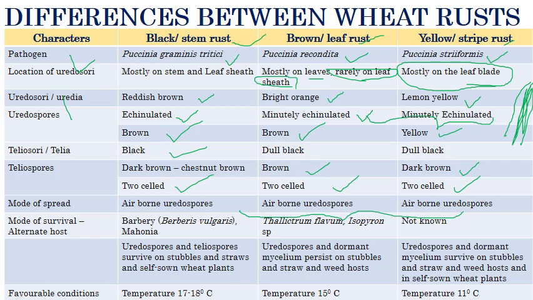The black rust or stem rust requires Barberry, that is Berberis vulgaris, and Mahonia as alternate host, whereas brown rust requires Thalictrum flavum and Isopyrum species as alternate host. So for yellow rust or stripe rust, no alternate host has been discovered so far. I think in recent days some species are discovered. I think so. I'm not sure.